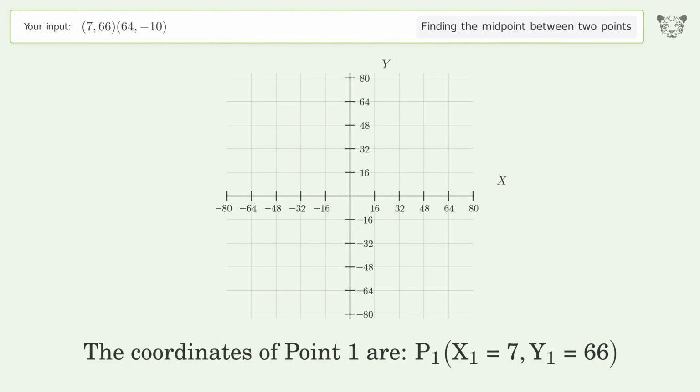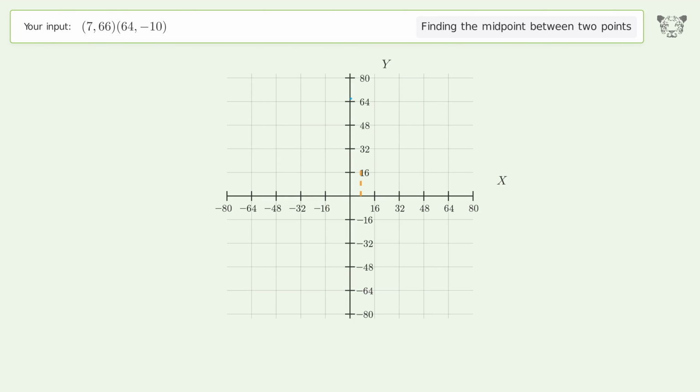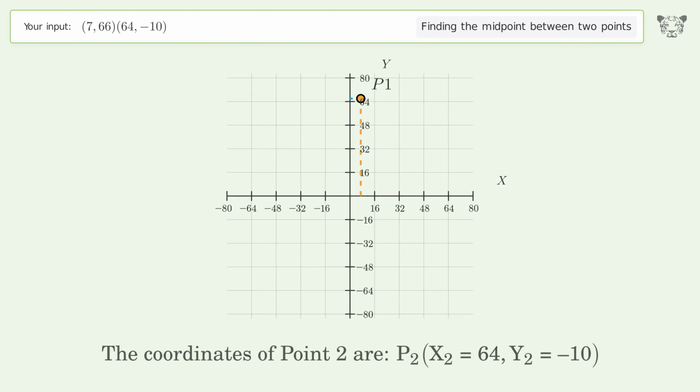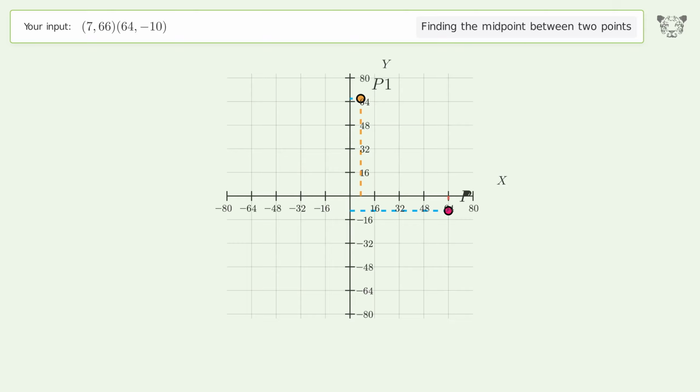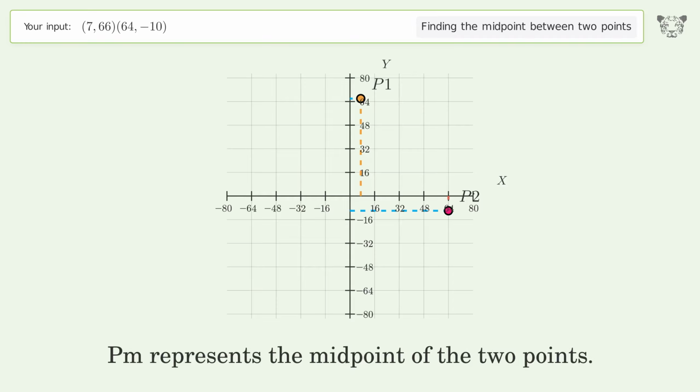The coordinates of point 1 are x1 equals 7, y1 equals 66. The coordinates of point 2 are x2 equals 64, y2 equals -10. PM represents the midpoint of the 2 points.